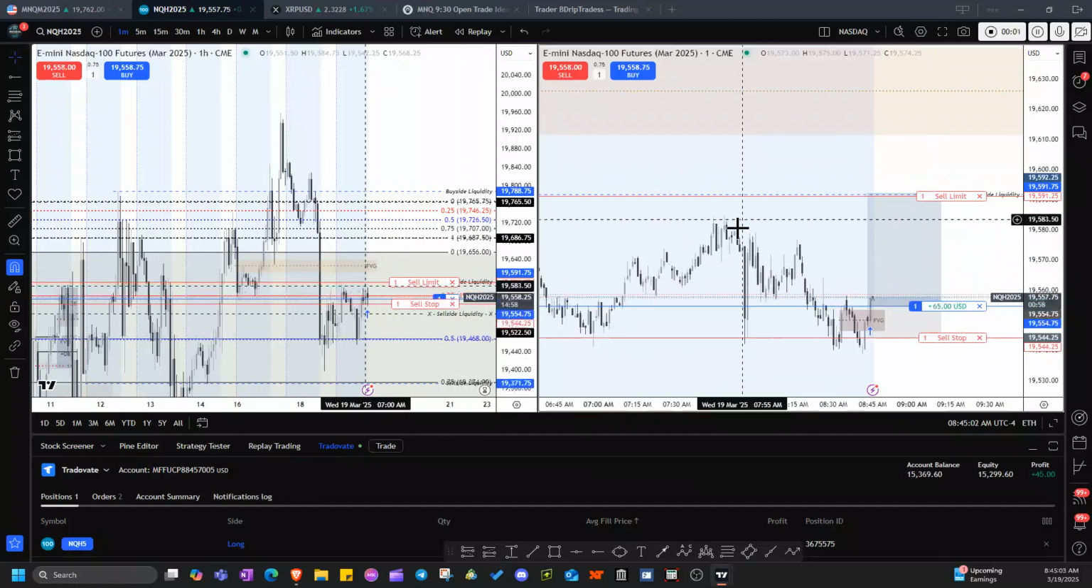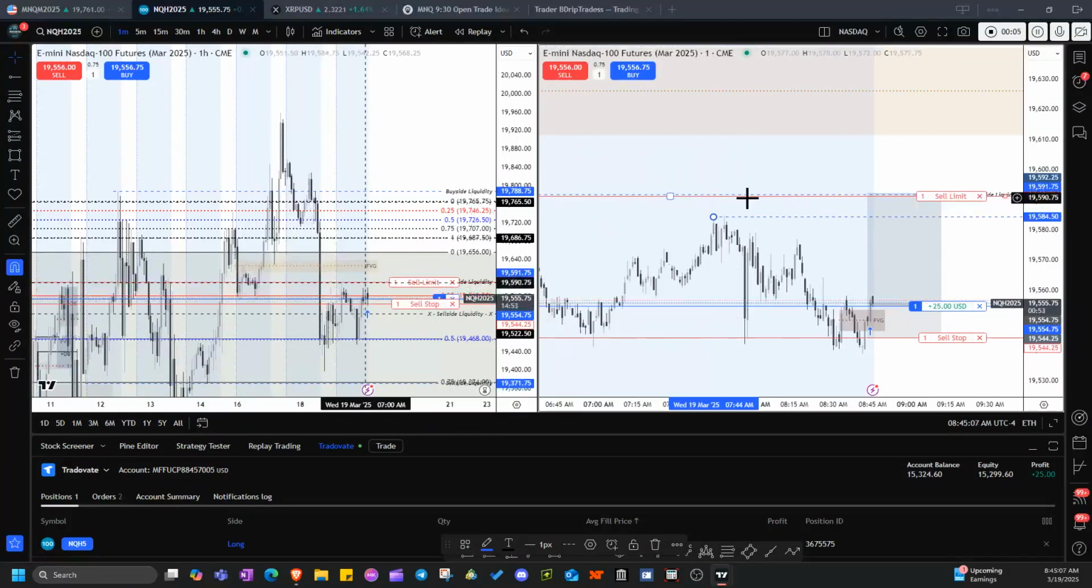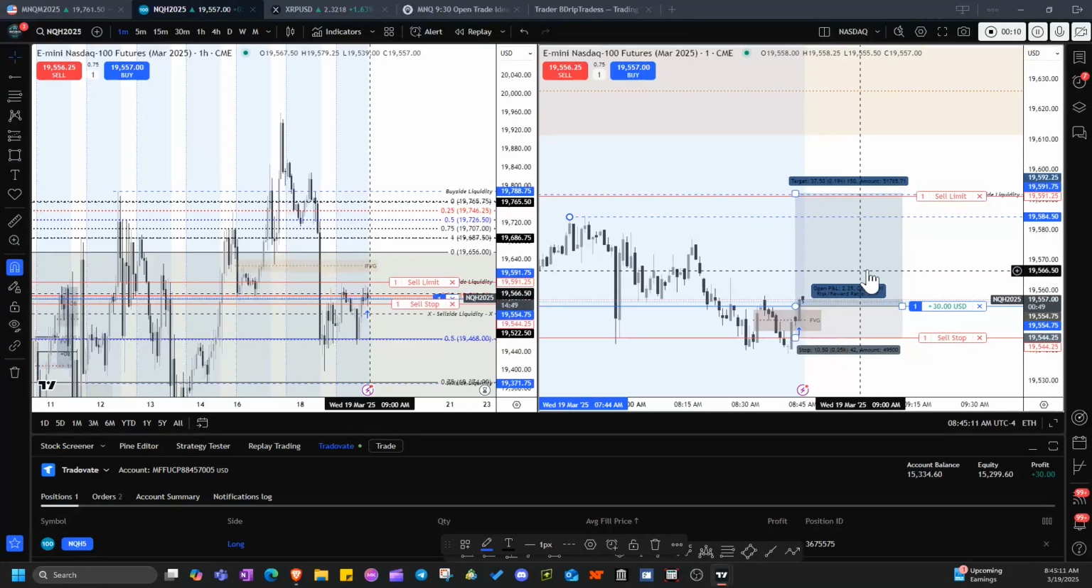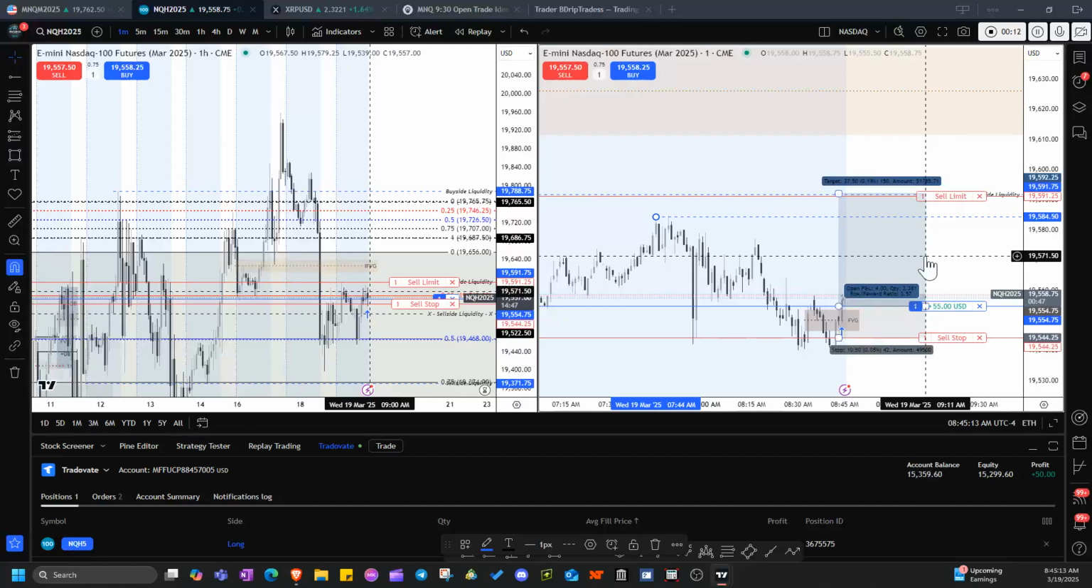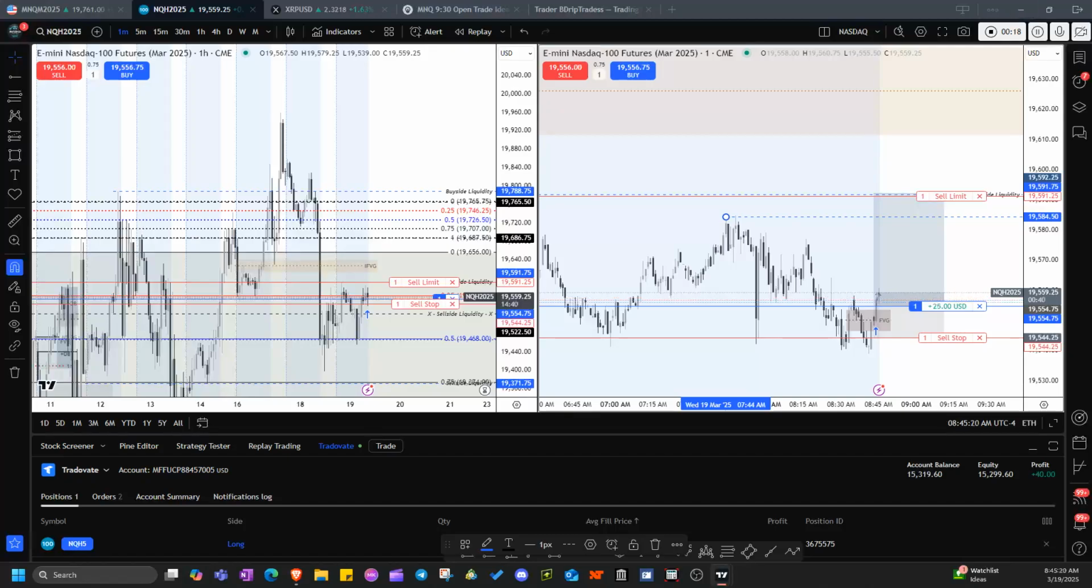I want to see if we are going to target these highs here, and then the ultimate high at 19,591. That's what I'm targeting. I want to be in and out, 150 points that we're targeting. And if it hits that, we're done for today because of FOMC and everything.